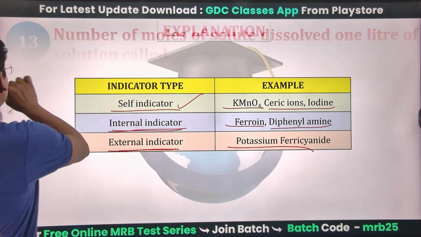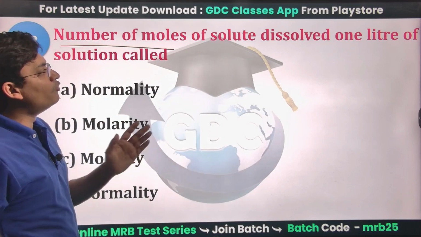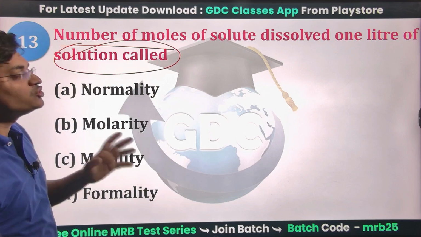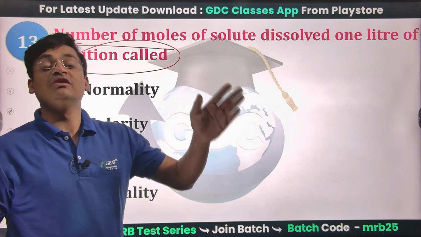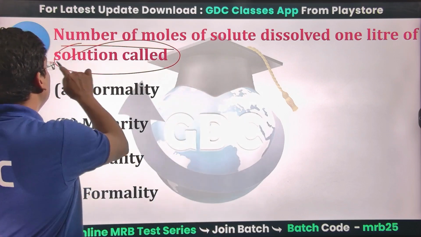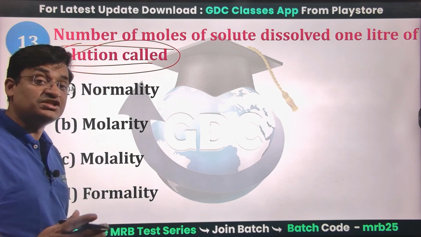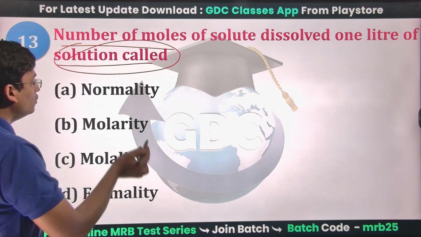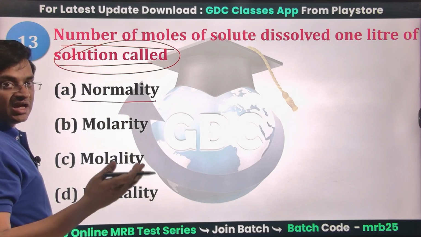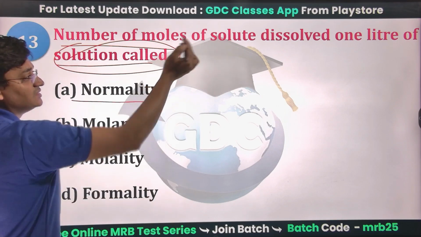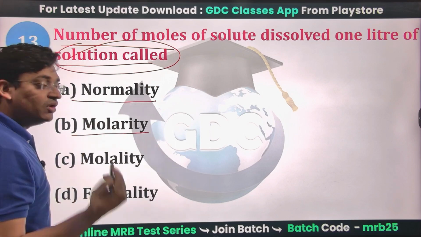Okay. Now the next question: the number of moles of solute dissolved in 1 liter of solution is called. Don't you think that is molarity? It's the concentration term, molarity. Normality, no. Normality involves equivalent mass, equivalent weights. Molarity is the number of moles dissolved in 1 liter of solution.